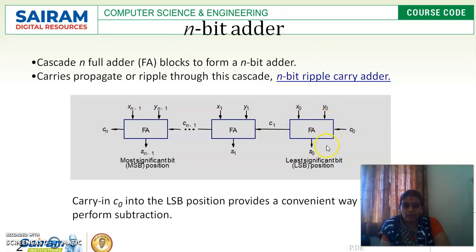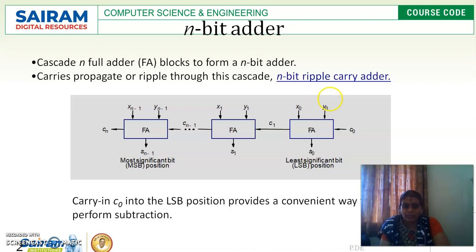So each and every full adder is considered as one block. Okay, so here we are having one block, second block. In this way, we are having a number of blocks to make an n-bit ripple carry adder, right? So otherwise it is known as the cascade adder also, right?